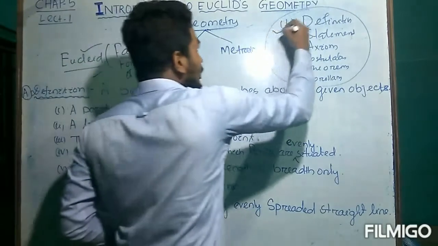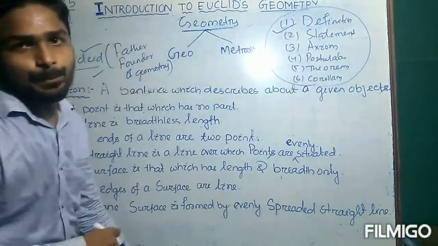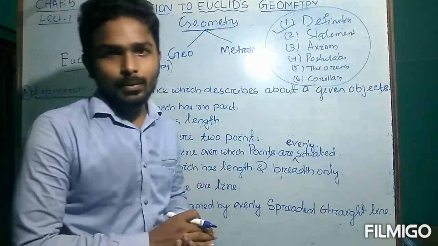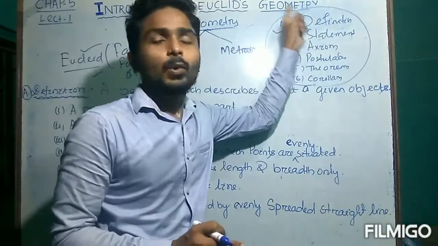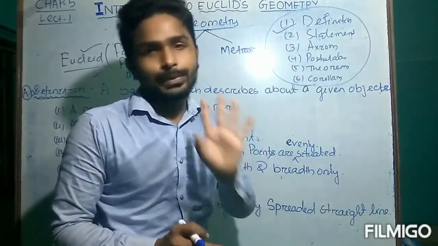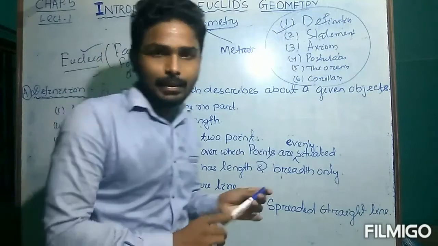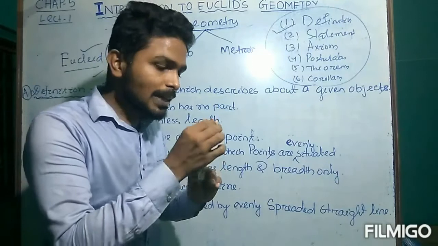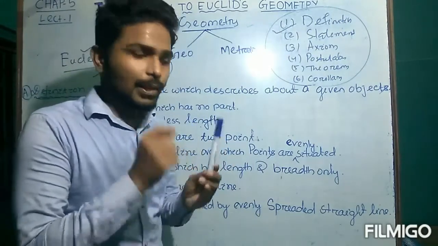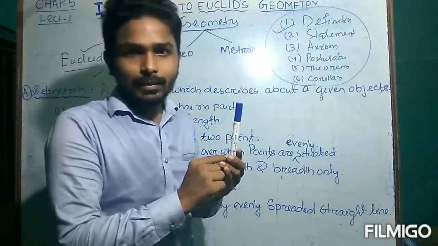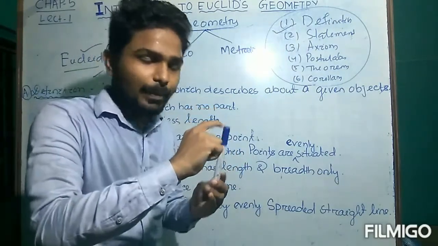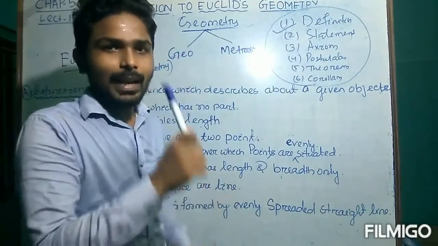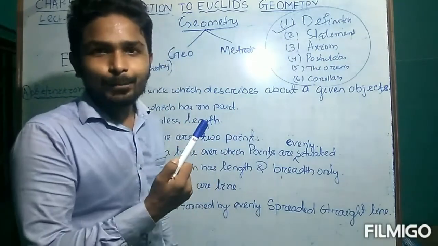So let's start with our first term, that is definition. What is a definition? A definition is a sentence which describes a given object. Suppose I have a given object, and someone asks you, what is this? Then what will you say? You will say it is a white marker. It has a cap, it has a body, and inside it we have to pour ink. So this is the exact explanation of this marker.